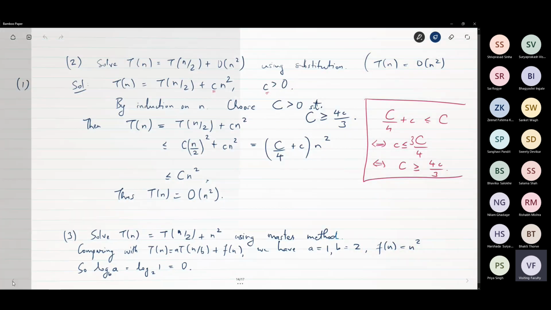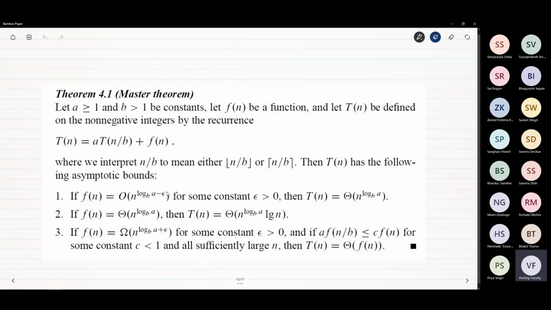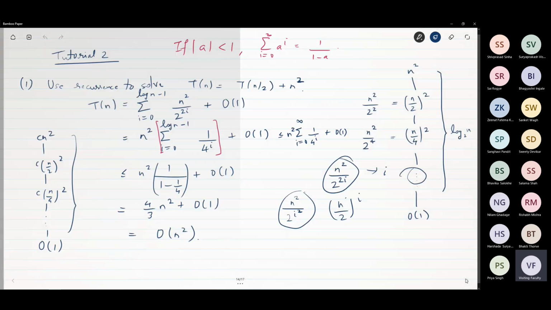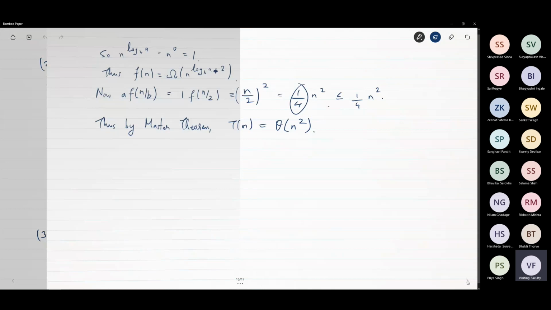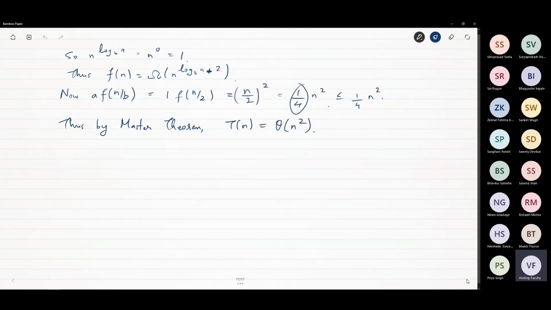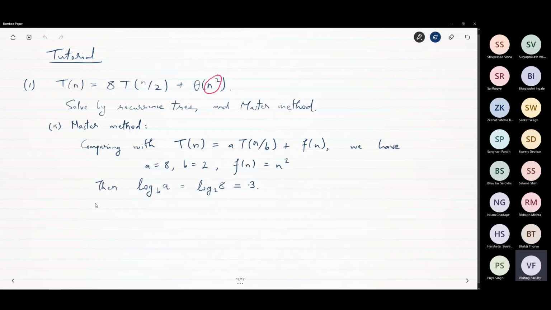So if the first case applies, then T(n) is what? Theta of n raised to log a to the base b. Therefore, by the master theorem, we have f(n) = n² = big O of n³.